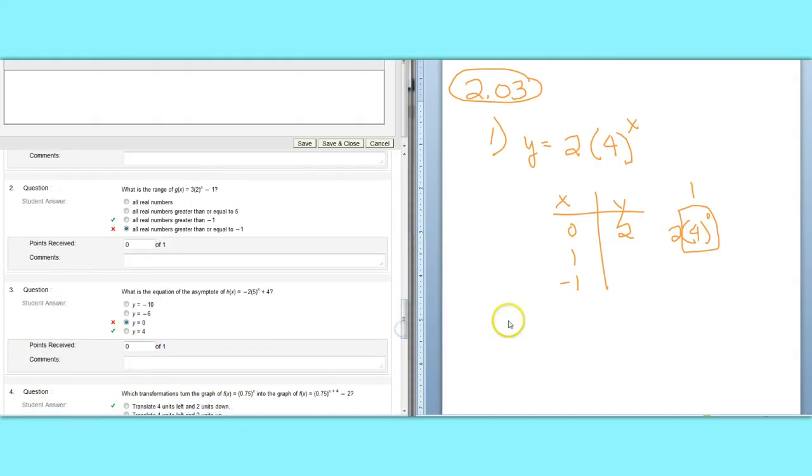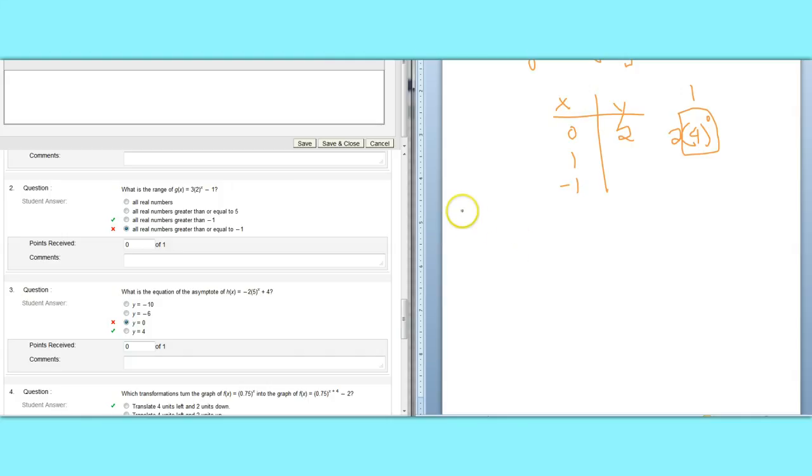Okay, for question 2 here, it says, what is the range of g of x equals 3 times 2 raised to the x power minus 1? Well, this value that's out here, the second term, so this is the first term, 3 times 2 to the x. This is the second term. That is your horizontal asymptote. So we have a horizontal asymptote at y equals -1.